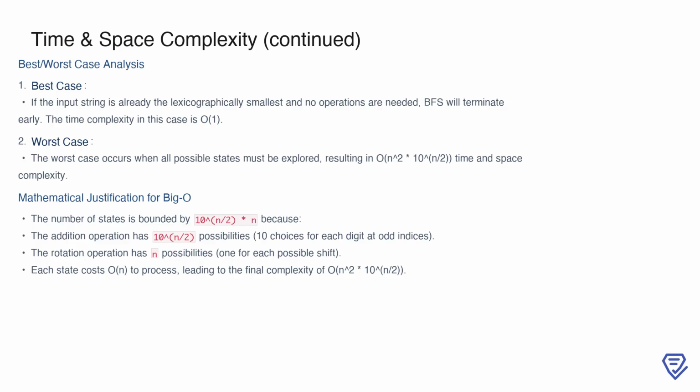The same applies to space complexity in both scenarios. To justify the big O analysis mathematically, we rely on the bounds for the number of states, which is 10^(n/2) * n. The addition operation gives 10^(n/2) possibilities, as it independently alters digits at odd indices, while the rotation operation has n possibilities based on the number of shifts. Processing each of these states costs n, which leads to the overall complexity of n² * 10^(n/2). This analysis explains why the BFS solution is both time efficient and space efficient compared to brute force.